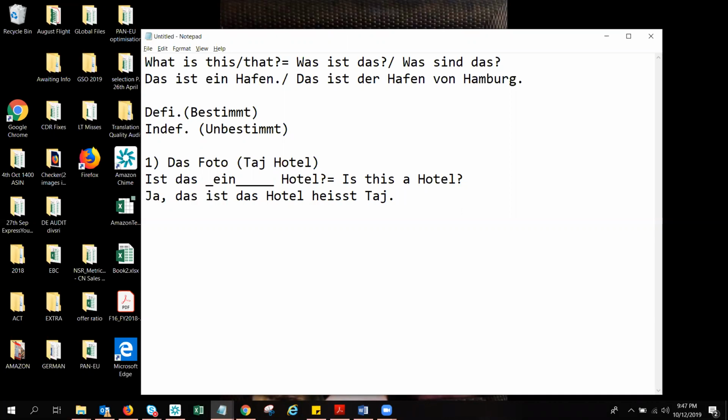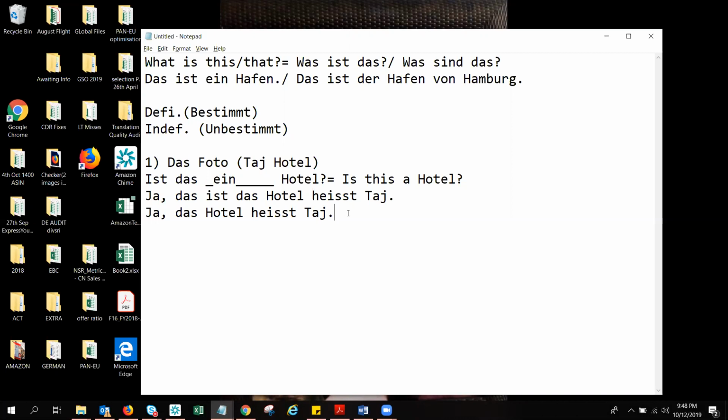One more thing is, if somebody is asking you something and you're giving a positive response, you can directly tell the information. Like, if I ask, is this a hotel? Then you can say, yeah, because yeah itself means yes, this is a hotel. Now you can directly give the information, yeah, das Hotel heißt Taj. So there is no need to repeat it. If the question is yes or no, yeah itself means yes, this is a hotel, so you can directly answer that the hotel name is Taj.